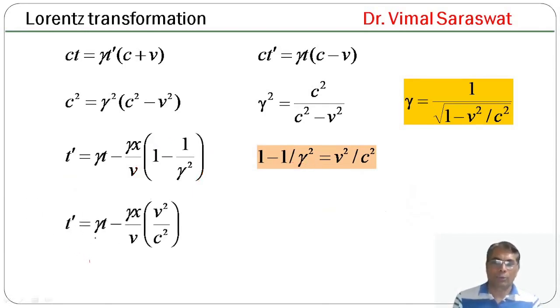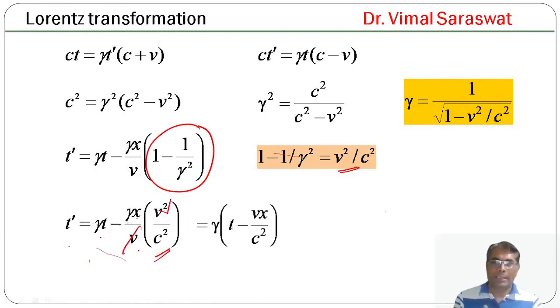So t dash equal to gamma t minus gamma x upon v. We replace this 1 minus 1 upon gamma square by v square by c square. So here we have v square by c square. Now v and v will be cancelled out. So t dash equal to gamma t minus gamma x v upon c square, or this will be equal to gamma into t minus vx upon c square. So this is our t dash.